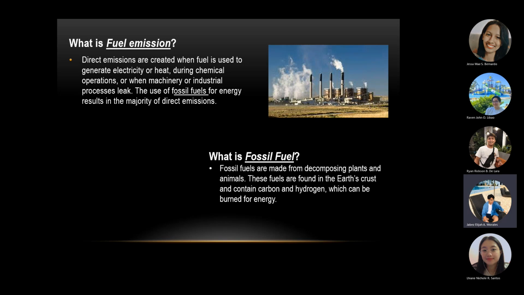Fossil fuels are made from decomposing plants and animals. These fuels are found in the Earth's crust and contain carbon and hydrogen, which can be burned for energy.